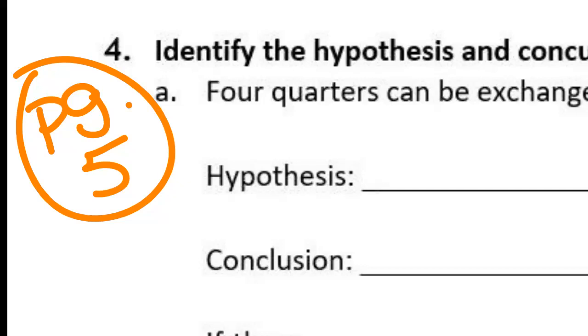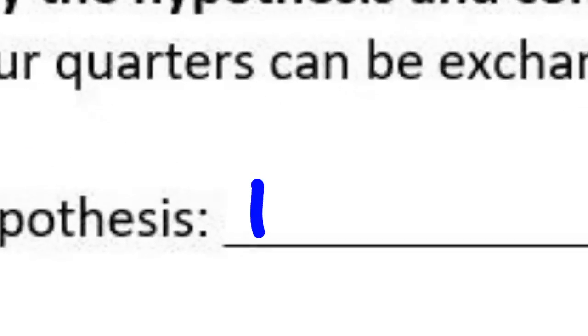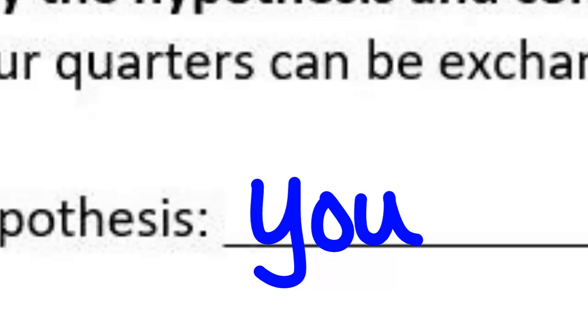Depending on the sentence, sometimes it's easier to write it in if-then form first, and then use that to help us figure out the hypothesis and the conclusion. So let's look at number 4. 4 quarters can be exchanged for a $1 bill. Which piece would have to come first? The 4 quarters. So my hypothesis would be you have 4 quarters.